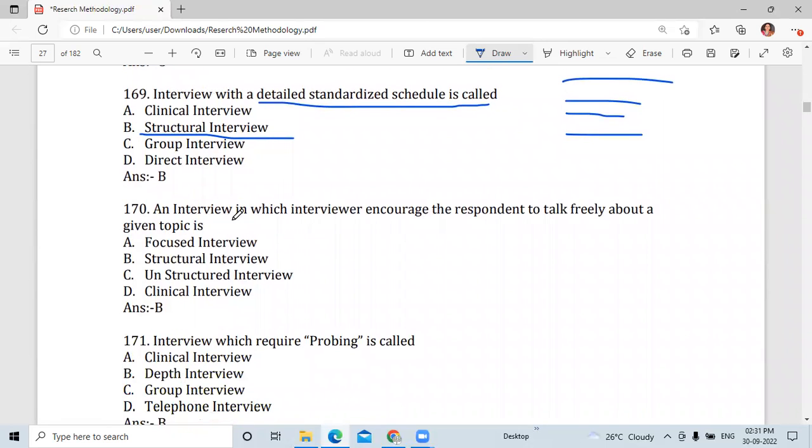Next question, an interview in which the interviewer encourages the respondent to talk freely about a given topic is, so it is a structured interview. In a structured interview, he will encourage the respondent to talk freely about a given topic. So that is a structured interview.